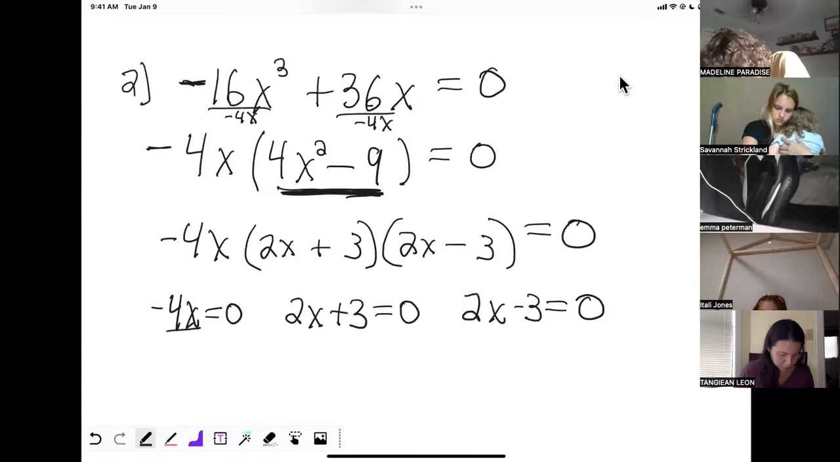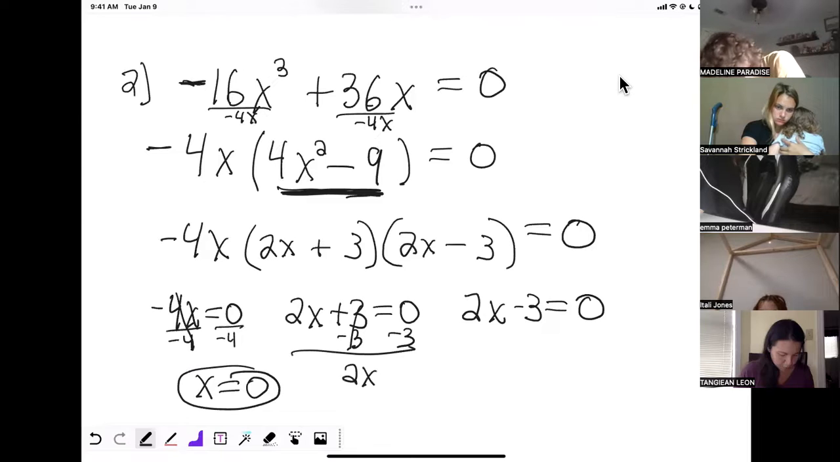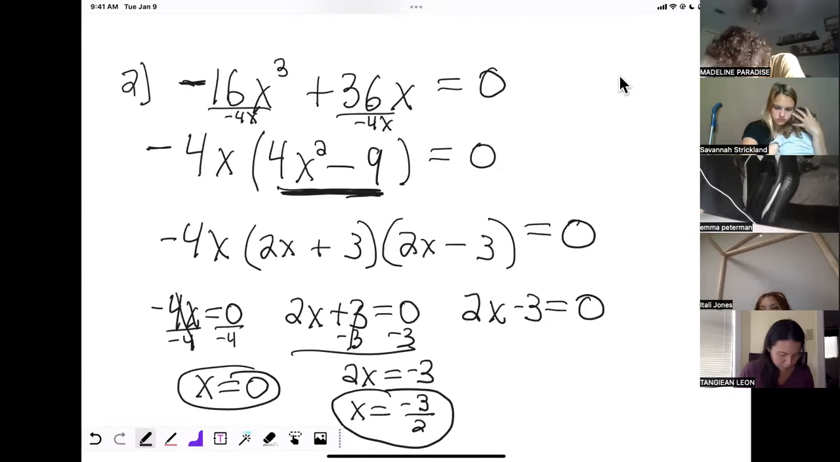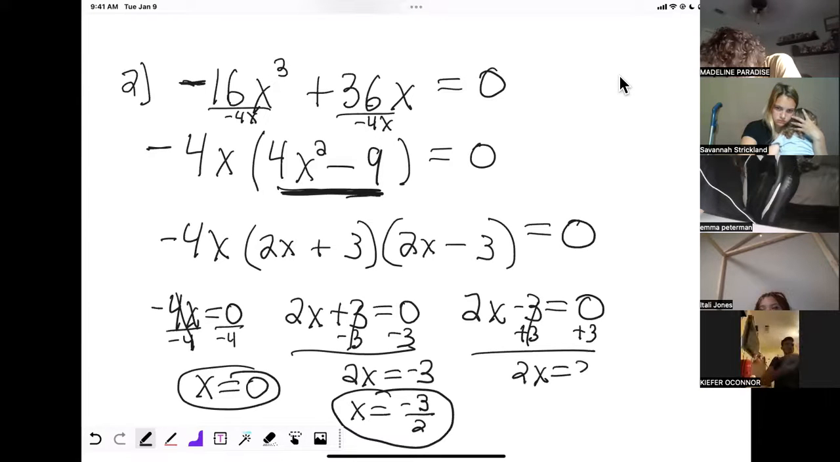All right, first one, divide by negative 4. I get x is equal to 0. That's 1. I'm going to subtract 3. 2x equals negative 3. Divide by 2. X equals negative 3 halves. That's my second one. I'm going to add 3 this time. 2x is equal to 3. Divide by 2. X is 3 halves.